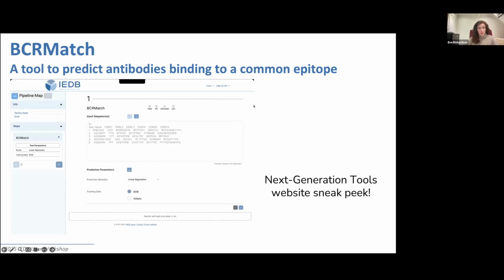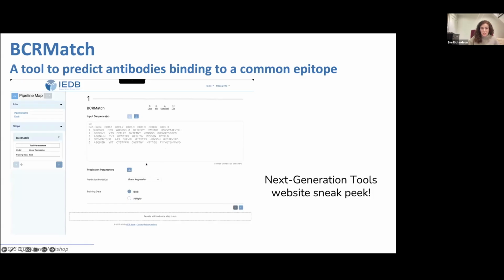So this isn't currently on next generation tools. This will be part of the BCR tools release, which will happen early next year. But here's a little sneak peek as to what BCRMatch will look like when it's up there. So again, you'll have your input. In this example, we've got a tabular input for each of the CDRs, but there will also be the option for full length sequences.